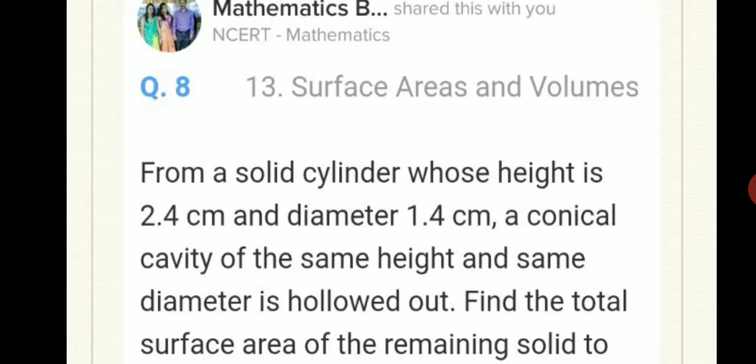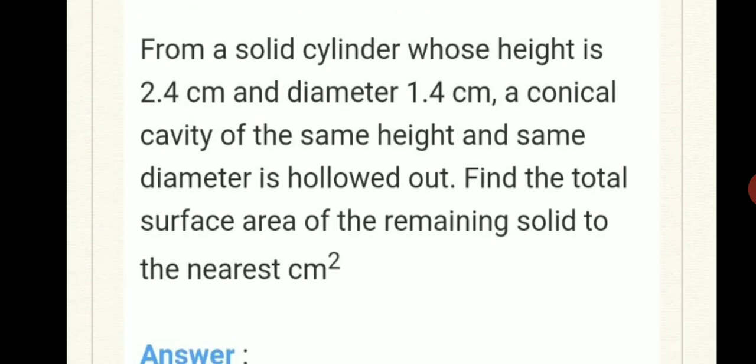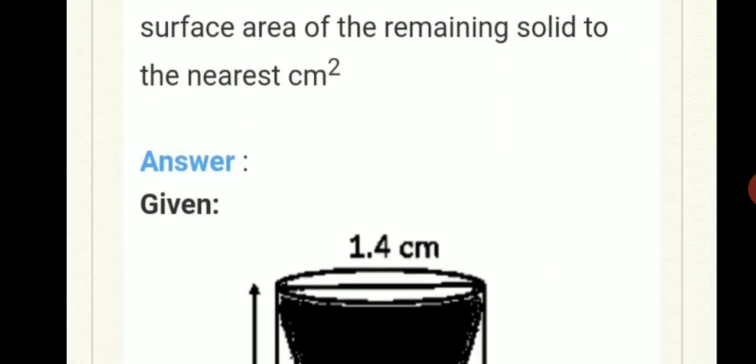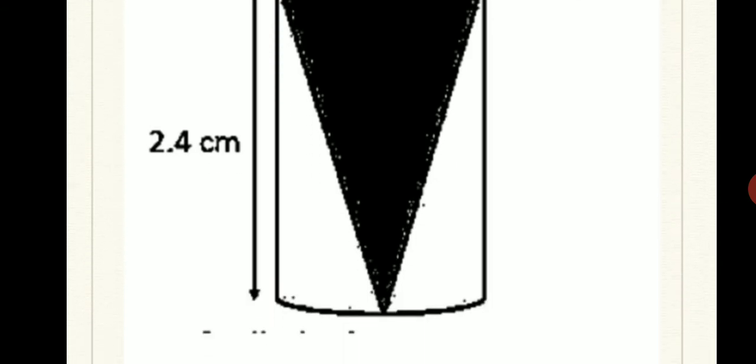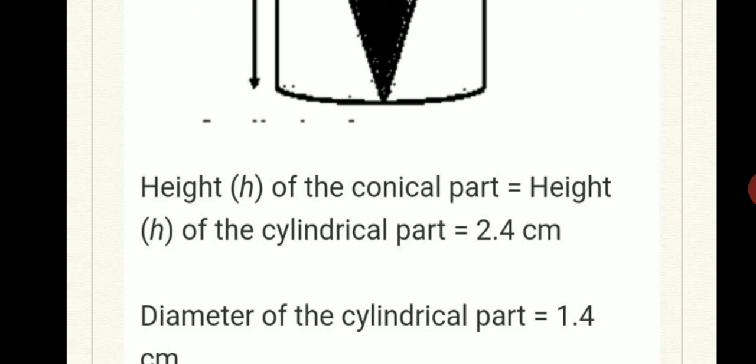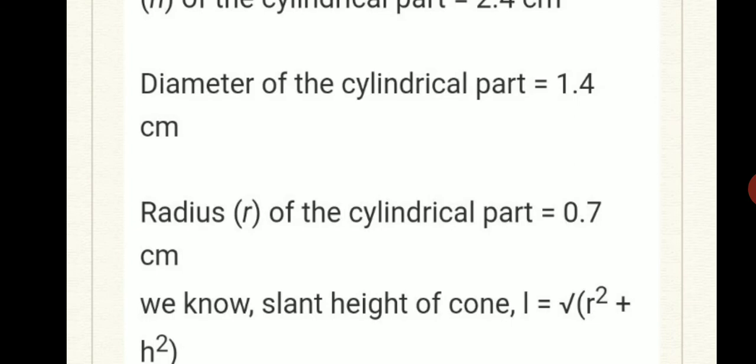Question 8. From a solid cylinder whose height is 2.4 cm and diameter 1.4 cm, a conical cavity of the same height and the same diameter is hollowed out. Find the total surface area of the remaining solid to the nearest centimeter square. Now as given in the figure, this black color portion is taken out. Now height of the cylindrical part equals height of the conical part, it is equal to 2.4 cm. Diameter of the cylindrical part equals 1.4 cm. Therefore radius of the cylindrical part equals 0.7 cm.